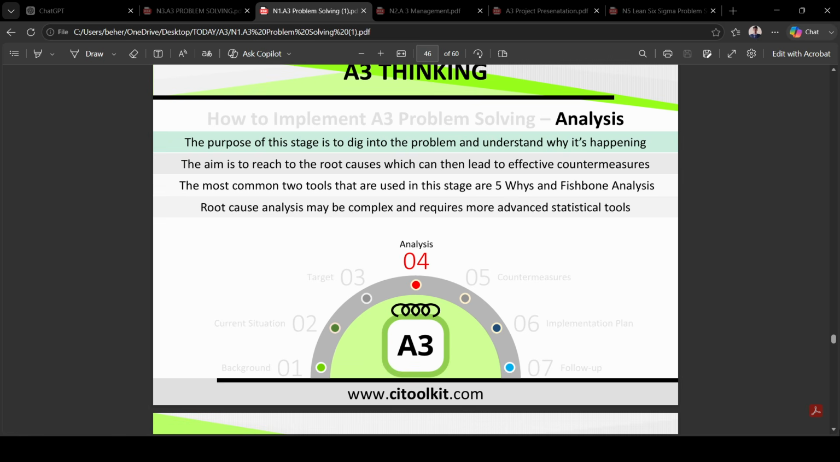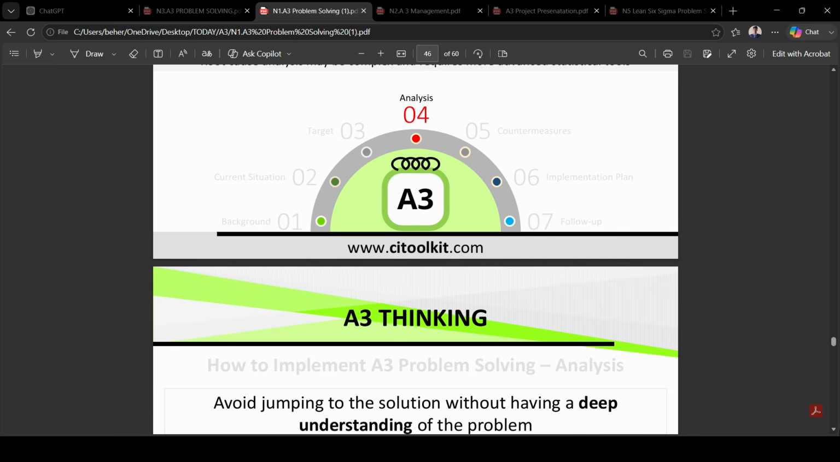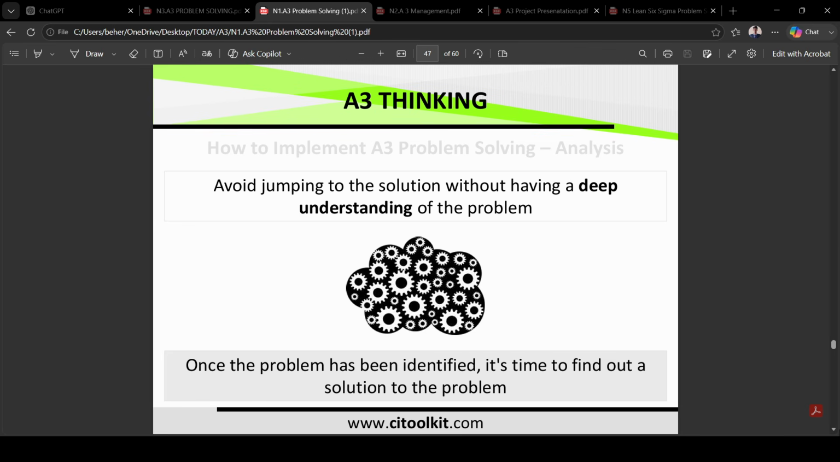The purpose of this stage is to dig into the problem and understand why it is happening. The aim is to reach the root cause, which can lead to effective countermeasures. The most common tools that are used in this stage are 5 Whys and fishbone analysis. The root cause analysis may be complex and require more advanced statistical tools. Avoid jumping to the solution without having a deep understanding of the problem.